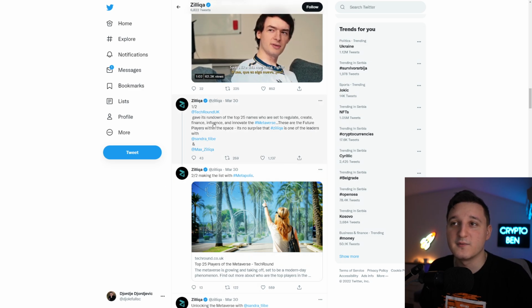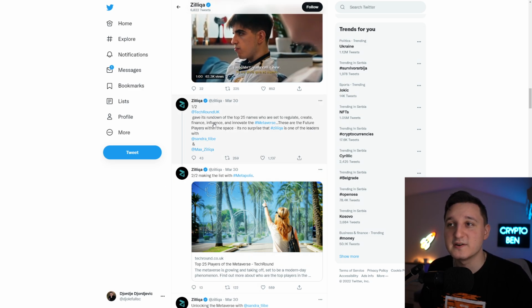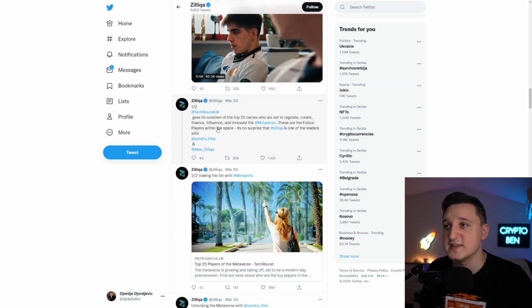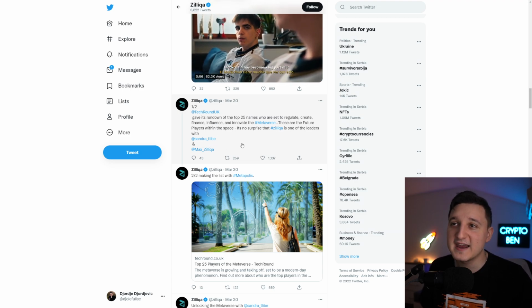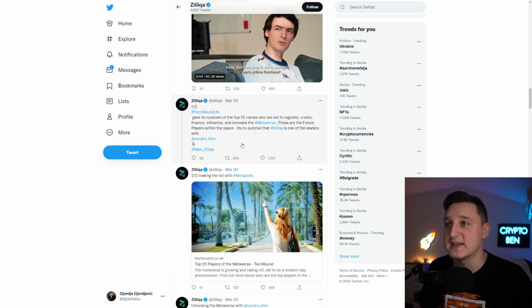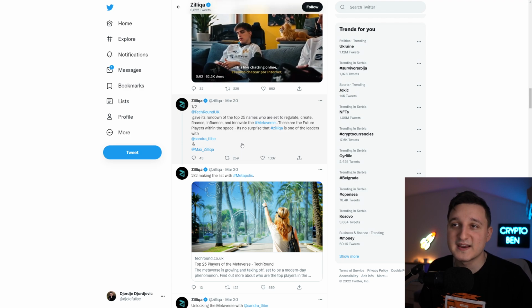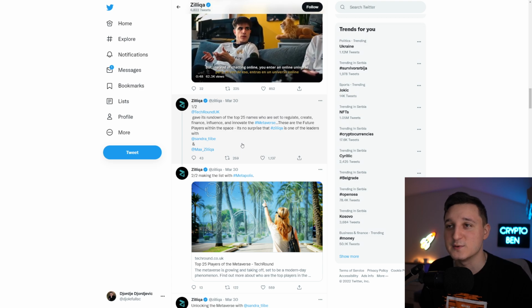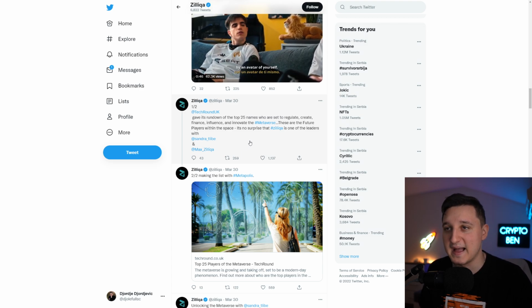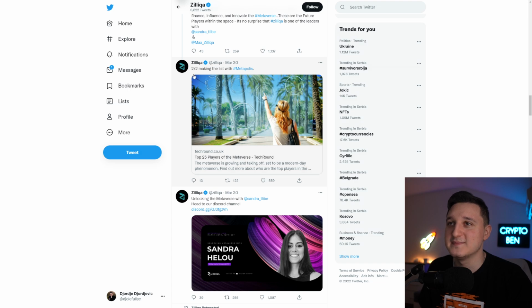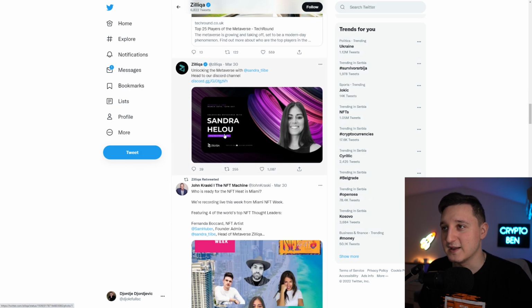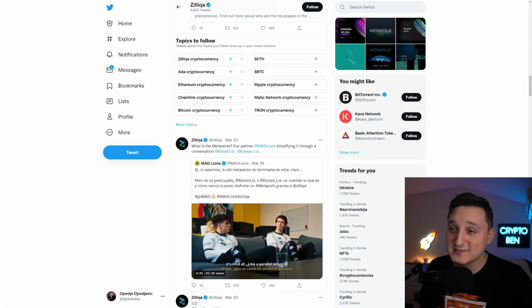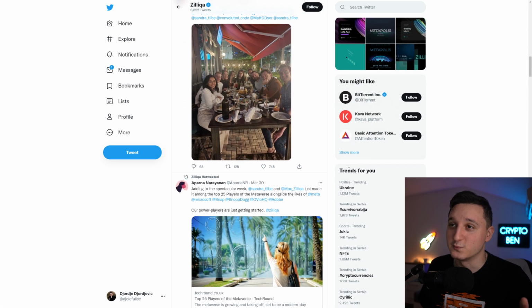So Tech Round UK gave its rundown of the top 25 names who are set to regulate, create, finance, influence, and innovate the Metaverse. These are the future players within the space. It's no surprise that Zilliqa is one of the leaders, with Sandra and Max Zilliqa. It says here, making the list with Metapolis, 25 players of the Metaverse. So there you go, these guys are shaping the future of the world.